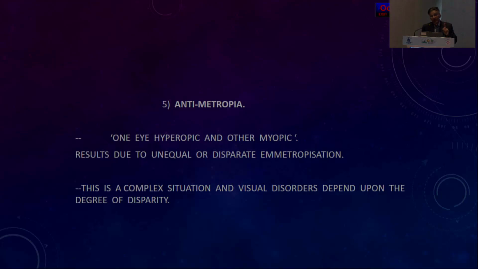Antimetropia, it is not given in any book, but it is there. The world knows about this. What is antimetropia? One eye myopic, other eye hypermetropic. But it is given in my book.